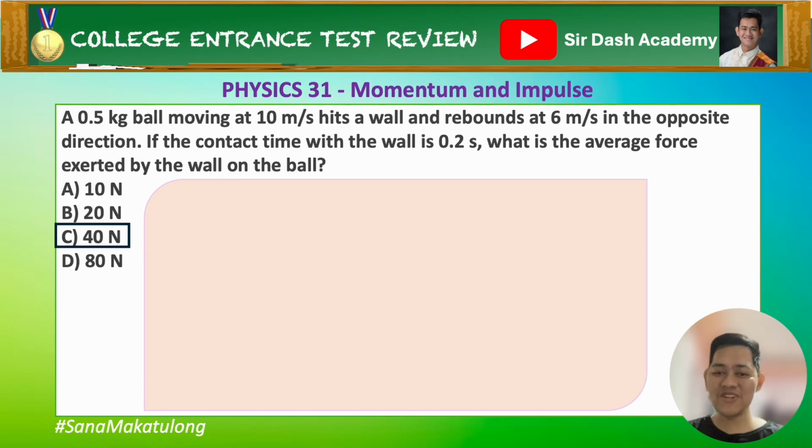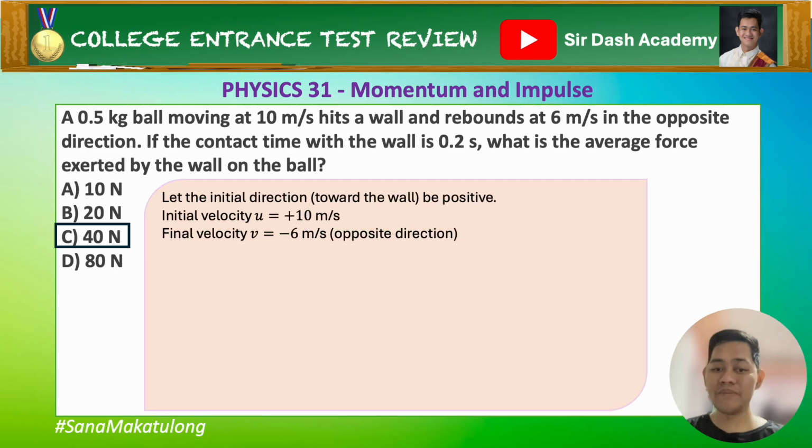Okay. Let's now solve. Sir, paano i-solve to? Number 1, importante yung mag-assign ka ng direction. So, choose any direction naman as positive. For example, let the initial direction toward the wall yung positive. Again, yung papunta sa wall yung positive. Then, from the given, binigay yung mass ng ball, binigay yung mga velocity, pati yung time. Okay? So, yung mass, 0.5 kg. Yung time naman is 0.2 second.